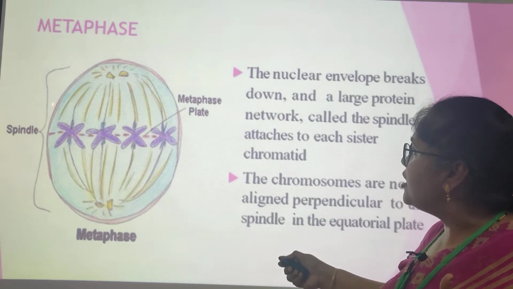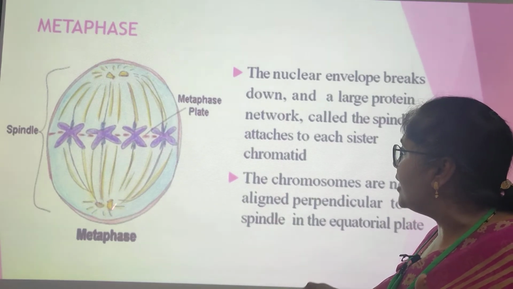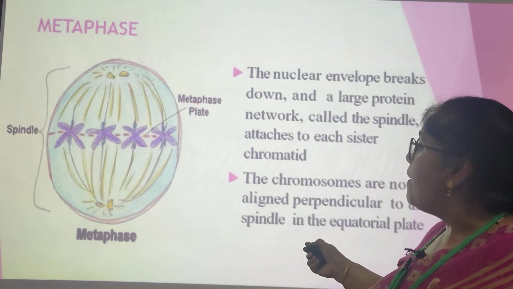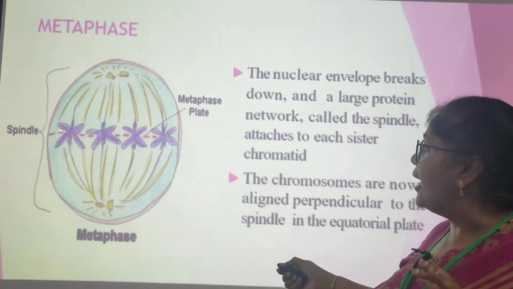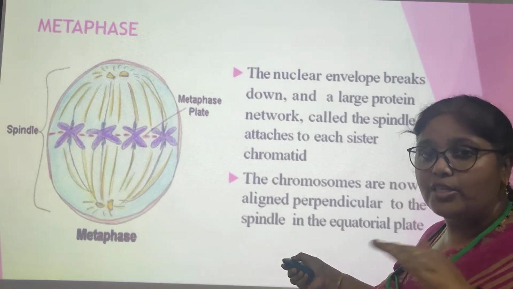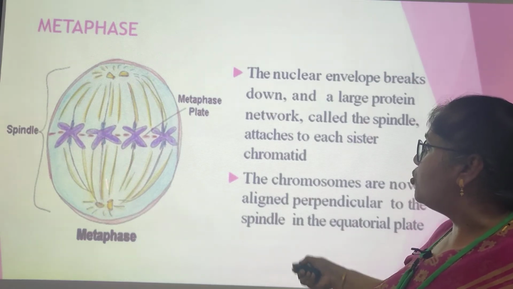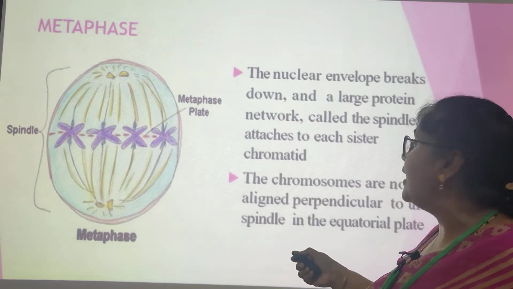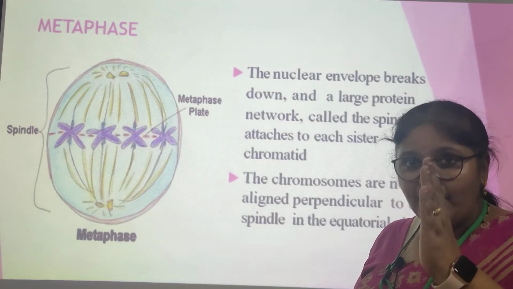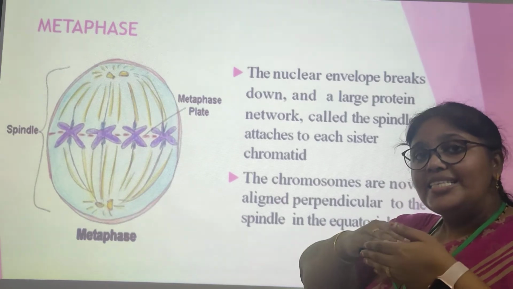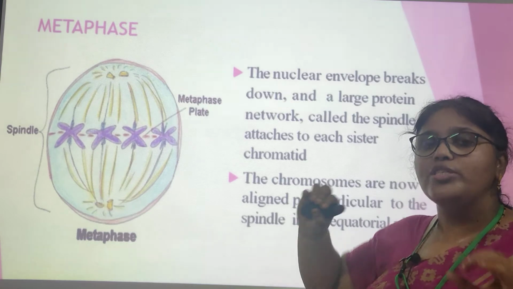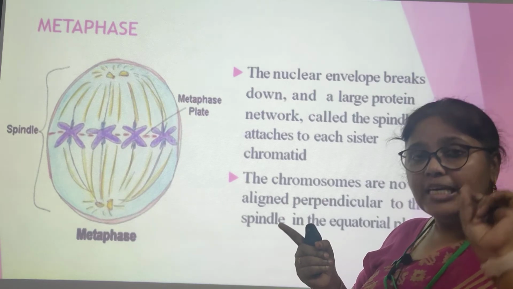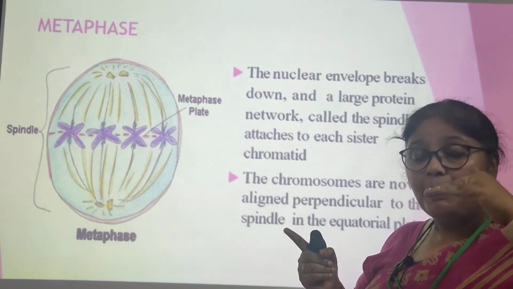From the centriole, these spindle fibers run down from both sides and attach to the chromatids. And this red color dotted line is called the metaphase plate, which is in the center, and in the center region the chromosomes are arranged and they are attached to the spindle fibers. So the chromosomes are now aligned perpendicular to the spindle in the equatorial plate. They are not parallel, they are perpendicular. Only then can the centriole divide into half and the two chromatids separate in the next phase. So this is very, very important. The chromosomes here attach to the metaphase plate in the perpendicular plane.